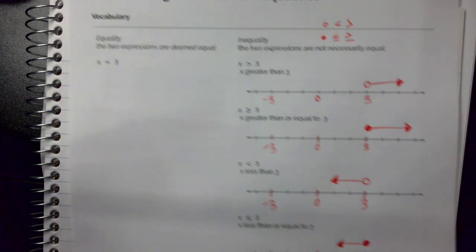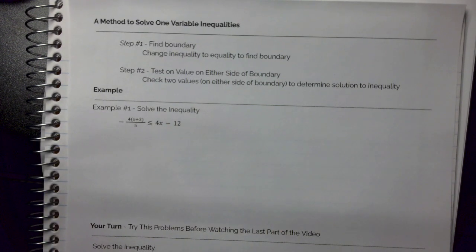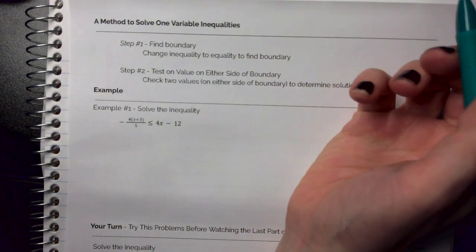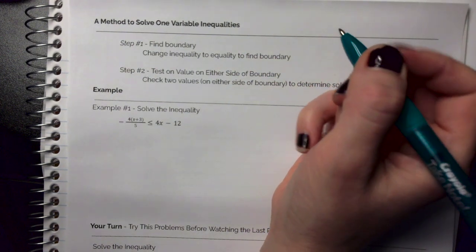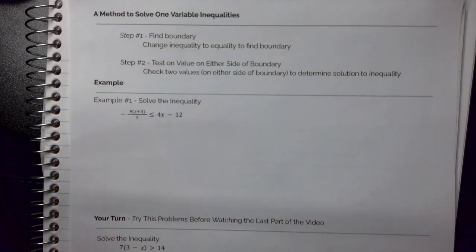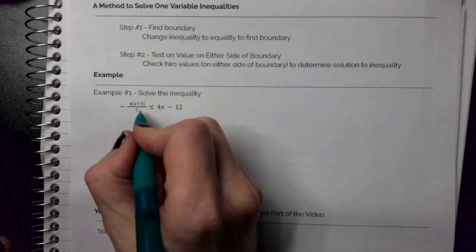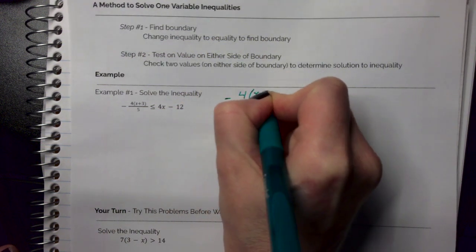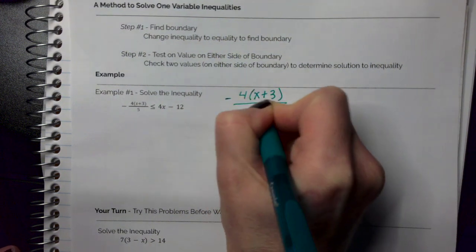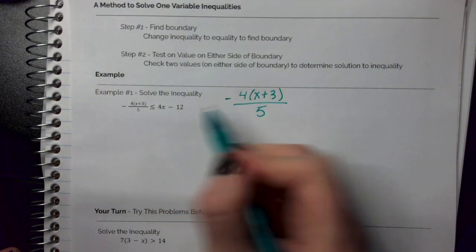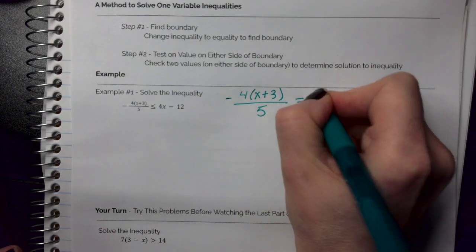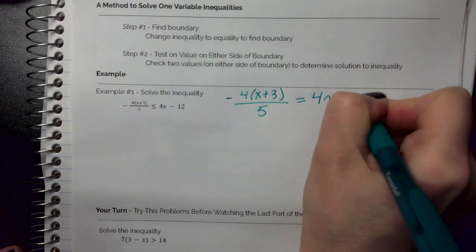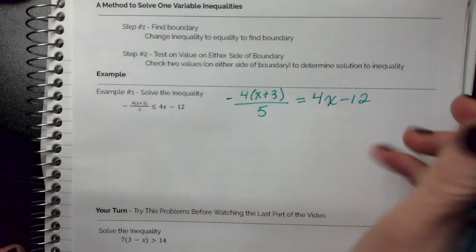Let's do some examples of solving one variable inequalities. Here are the two steps that we're going to do. We are first going to find the boundary. We're going to change the inequality to an equality to find what would make it true. So in this case, we have negative 4 times x plus 3 over 5. It is a less than or equal to, but we're going to change it to figure out what x value will make it true. Okay, so this is all of step 1.